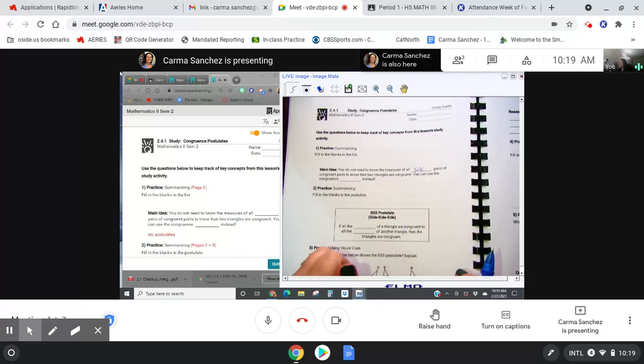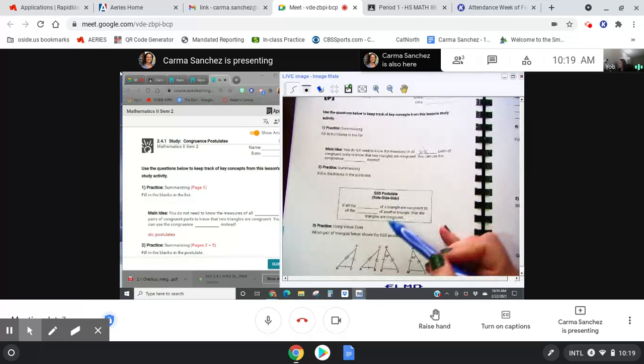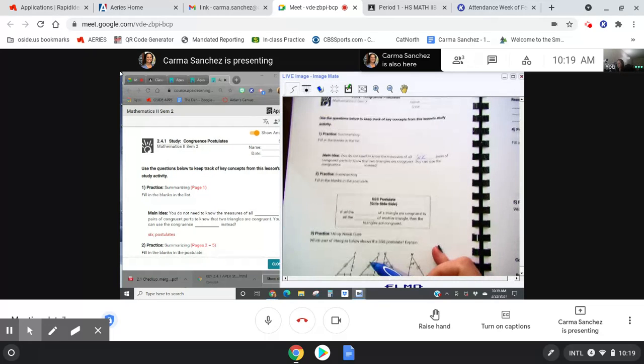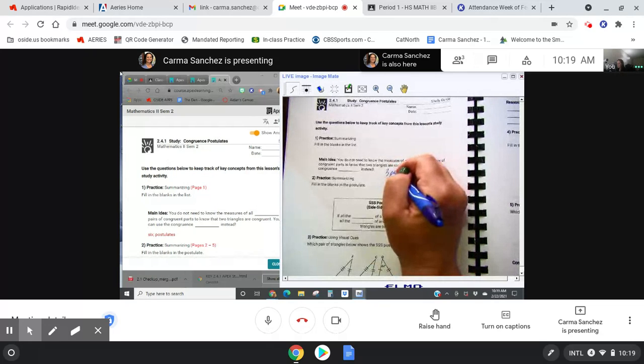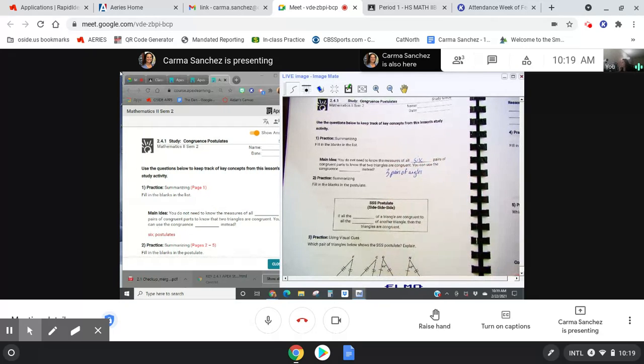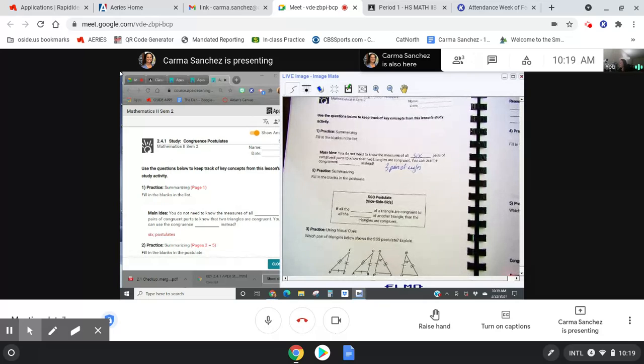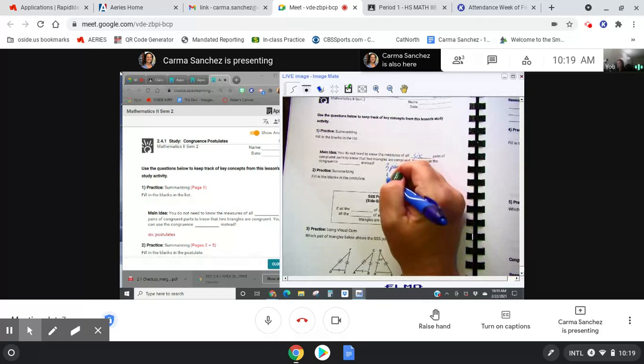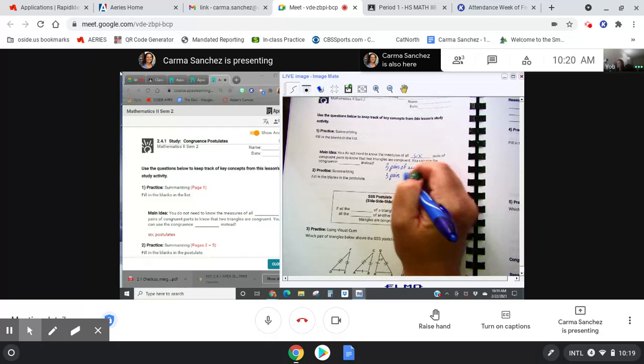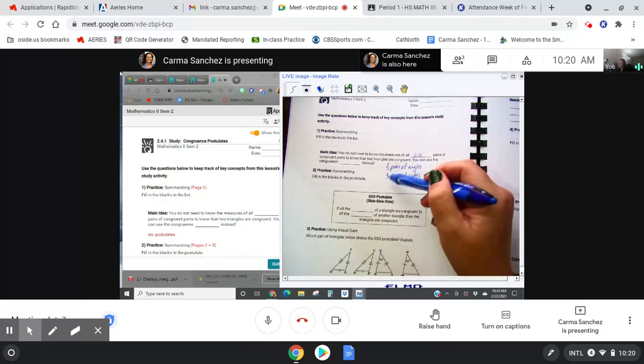What are the 6 pairs that I'm talking about? I'm talking about this angle and this angle. That's a pair. This angle and this angle is a pair. This angle and this angle. So there's 3 pairs of angles in every pair of triangles. And then there's also 3 pairs of sides in each triangle. And these make up the 6 parts.